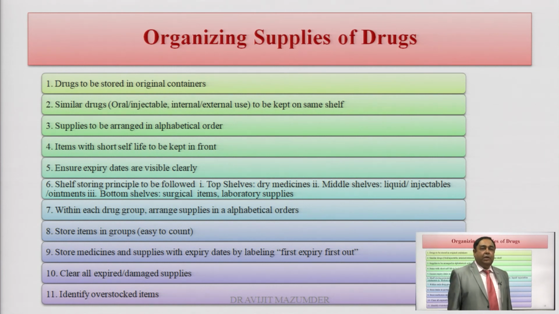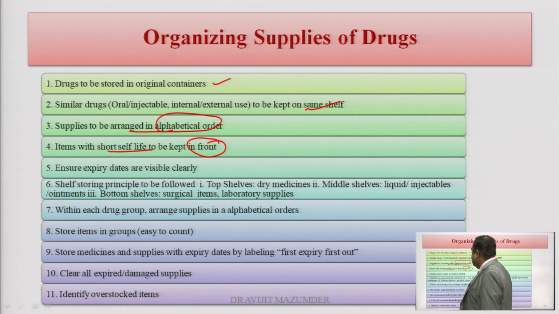Now, as far as organizing the supplies of drugs is concerned, the drugs should be stored in original containers, similar drugs to be kept on the same shelf, supplies to be arranged in alphabetical order, items with short lives kept in the front, keep the expiry dates easily visible. This is very, very vital.